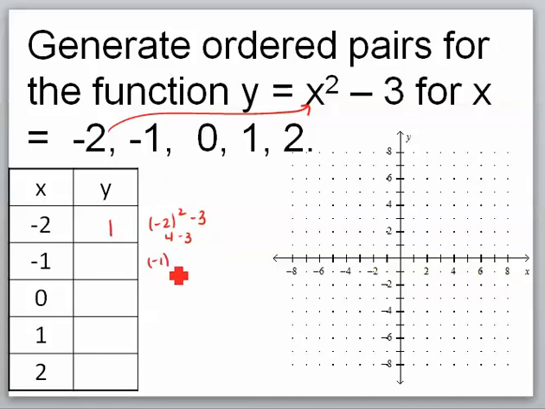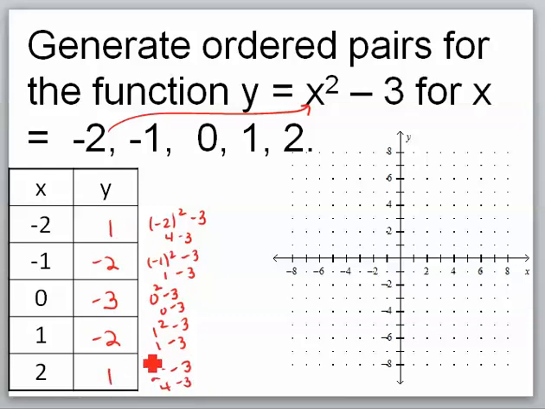Plug in -1. -1 squared minus 3. That's 1 minus 3, which is -2. Plug in 0. 0 squared minus 3 is 0 minus 3, which is -3. Plug in 1. 1 squared minus 3, that's 1 minus 3, which is -2. And then plug in 2. 2 squared minus 3 is 4 minus 3, which is a 1.